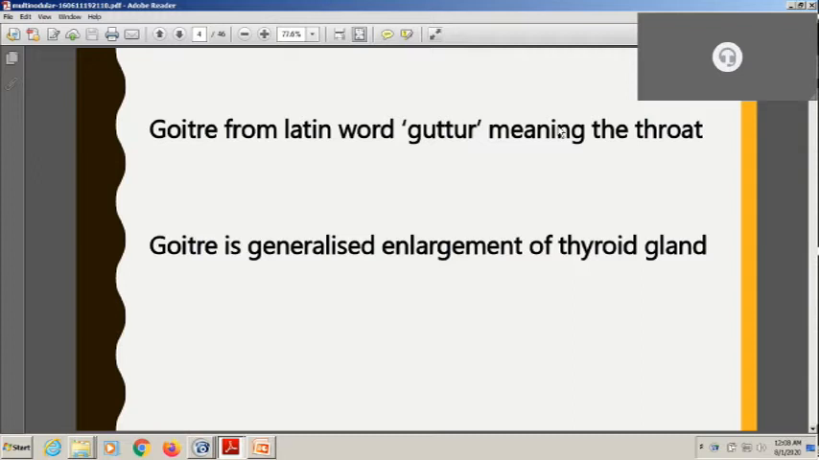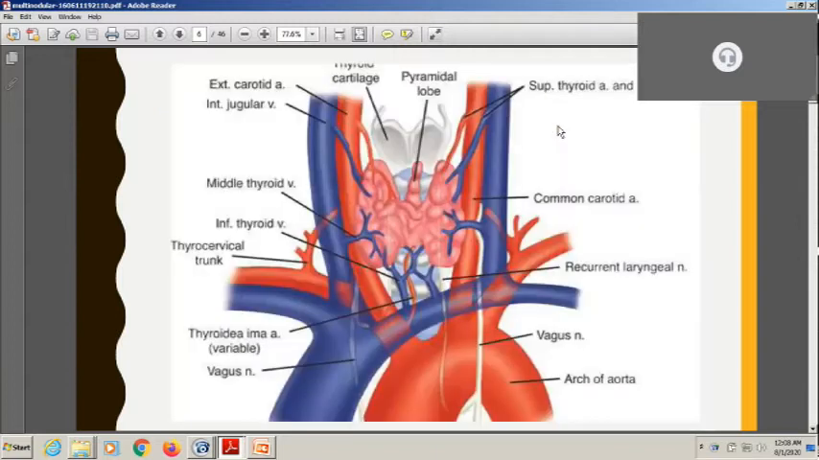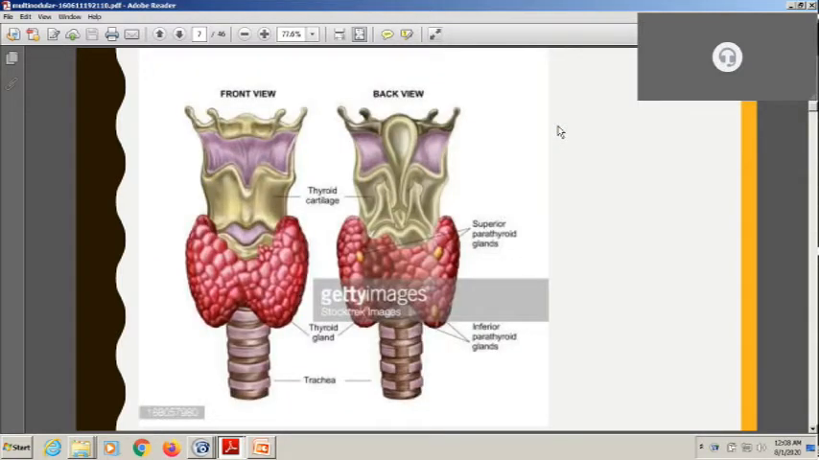Anatomy was already discussed in the previous class. The blood supply was already discussed. Now this is both the anterior and posterior view of the thyroid gland. You can easily appreciate in the posterior view the parathyroid glands, which is important.